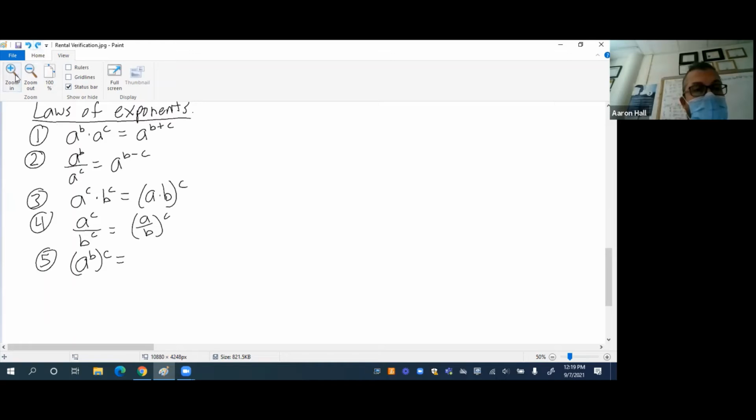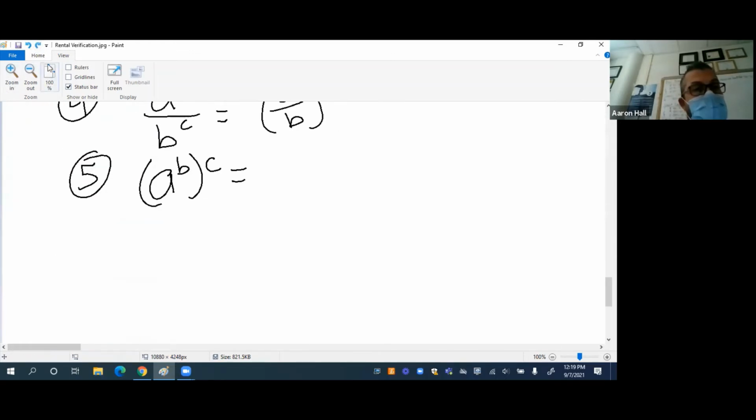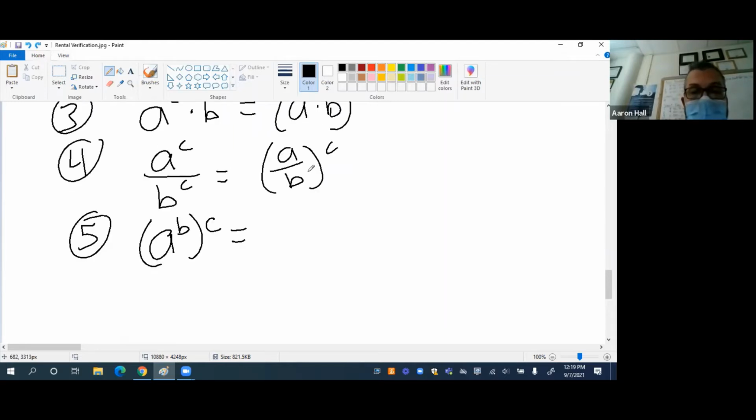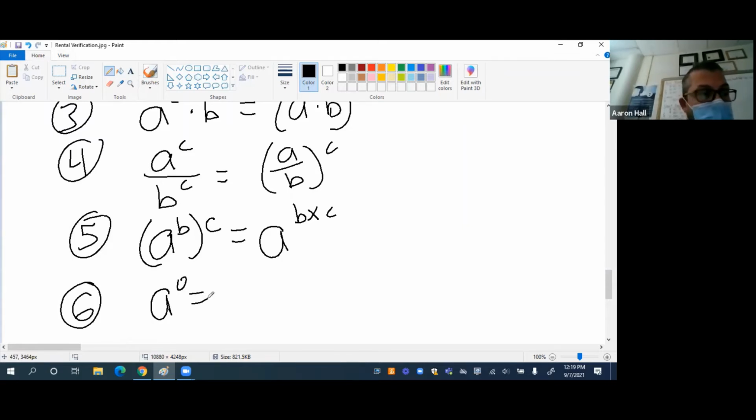You guys need an explanation for this one, or are you comfortable with this? Good. We just multiply: I have a to the power b times c. Number 6, if this is our zero exponent rule, if I have a to the power 0, that has to equal what?